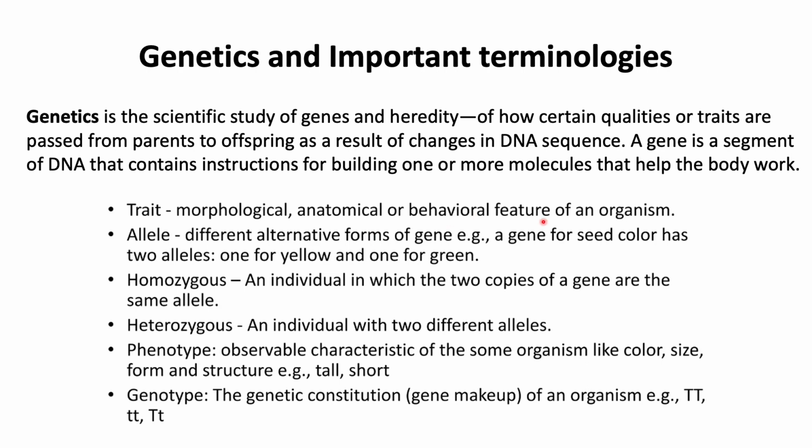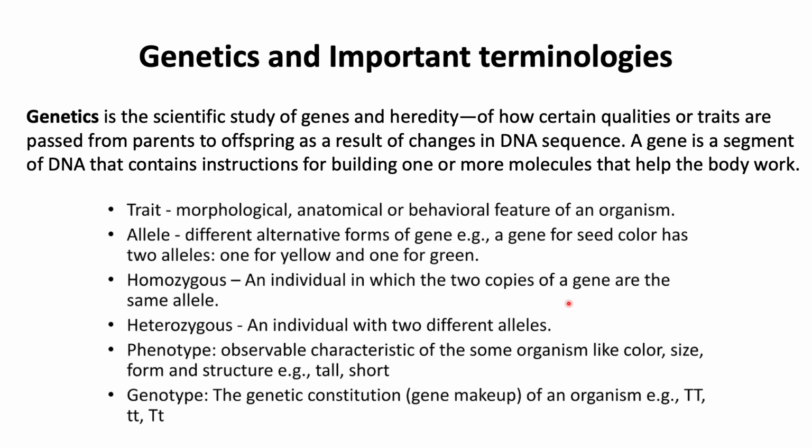So one is trait, which is the morphological, anatomical, or behavioral feature of an organism. And allele. So allele is one form of the gene, that is, a specific composition of nucleotides would render a yellow seed color, while another would produce a green seed. This is just an example of how the same gene can give rise to different phenotypes, and that is called an allele.